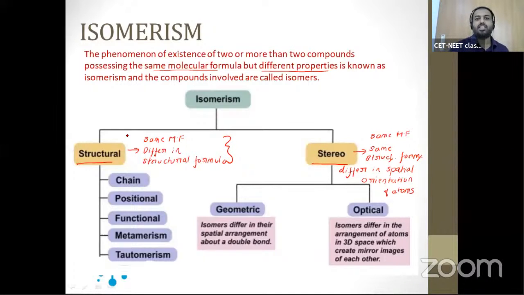Now under structural you have the following types: chain isomerism, position isomerism, functional isomerism, metamerism, tautomerism. Let's have a look at this one by one very quickly. Look at the first set of examples. Butane, isobutane. In butane carbon atoms are in a straight chain, but in isobutane the same number of carbon atoms are arranged in a different pattern. You have 3 carbon atoms forming a straight chain and 1 carbon atom is branched off.